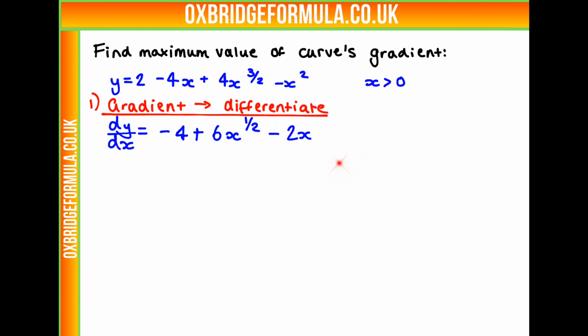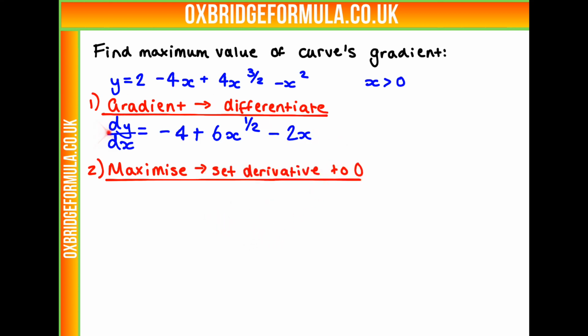What's our next step? We're trying to find the maximum value, so we have to maximize this gradient. So how do we do that? Well, we need to set the derivative of our equation, the new one we just have, to 0. So we're going to have to differentiate again. So we're going to have to find d squared y over dx squared. So have a go at differentiating this again. So our equation this time is going to be 3x to the minus a half minus 2.